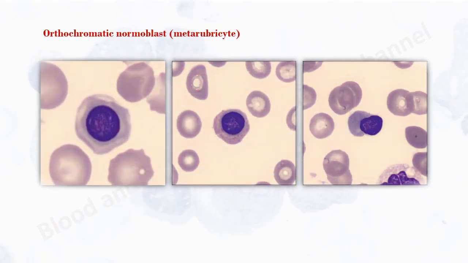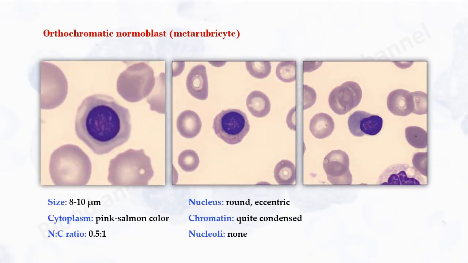Orthochromatic normoblast. The cytoplasm is predominantly pink or salmon color but retains a tinge of blue due to residual ribosomes. The nucleus is often eccentric or even partially extruded. In late stages, the nucleus is structureless, pyknotic or fragmented. The nuclear chromatin is heavily condensed.